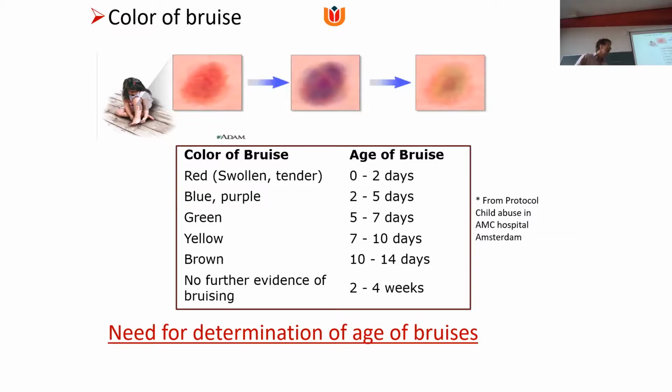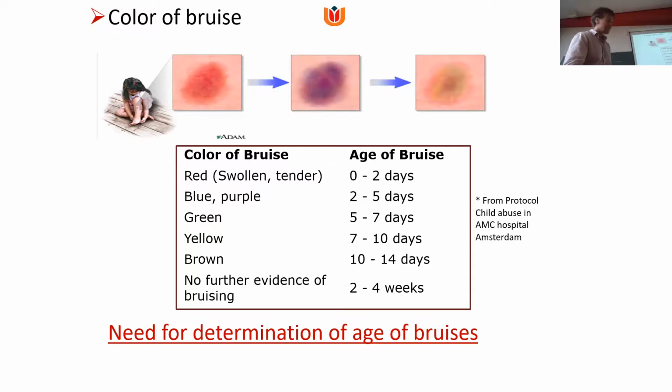Now, if you look at the protocol from the child abuse team at the MS Children's Hospital in the AMC, you can see that they also used colors. They're not doing that anymore. But here, blue-purple was 2 to 5 days, and green 5 to 7, and brown 10 to 14, and 2 to 4 weeks, no evidence.